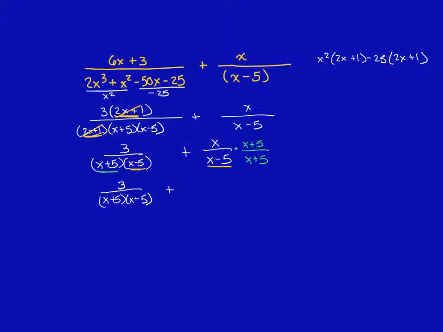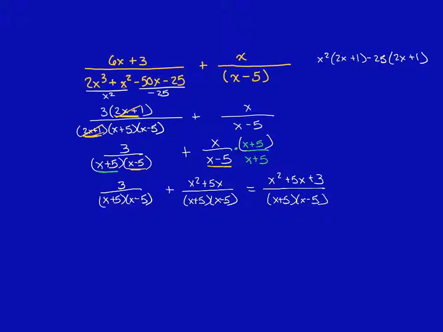And then the second one, when we distribute here, we're going to have x squared plus 5x, and we have x plus 5 times x minus 5. The denominators are the same, so we can just combine. They're not like terms, so we're going to just write it as x squared plus 5x plus 3 over x plus 5 times x minus 5.